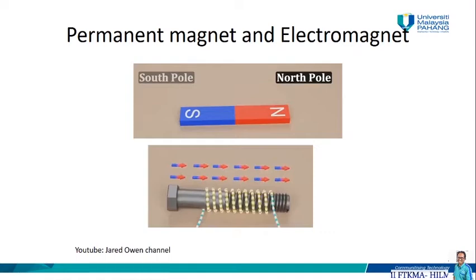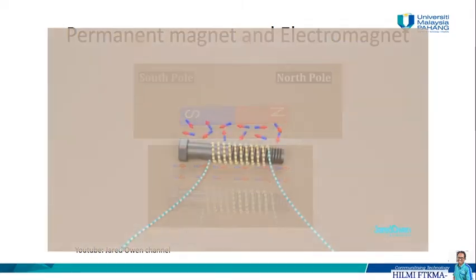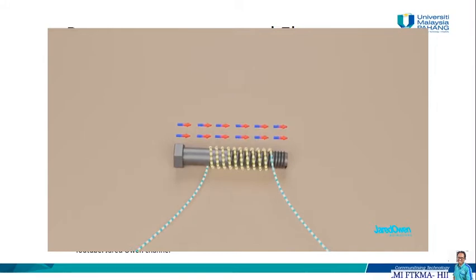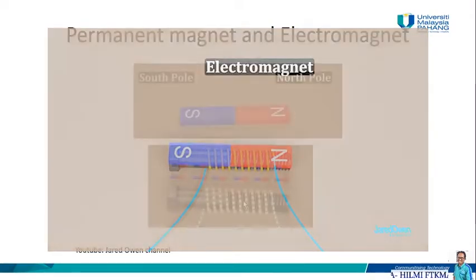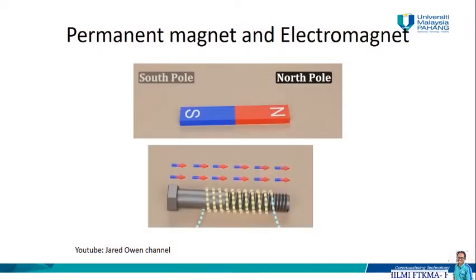Next, we can have any metal with a magnetic domain. The magnetic domains are pointing in random directions, making no magnetic field. But when we take a wire, coil it around the metal and run electricity through it, we are going to get an electromagnet. Similar to a permanent magnet, an electromagnet has north and south poles, and it can attract other metal objects. But unlike a permanent magnet, the magnetic field of an electromagnet can be turned off by stopping the current.